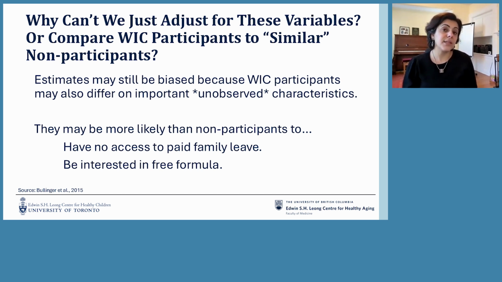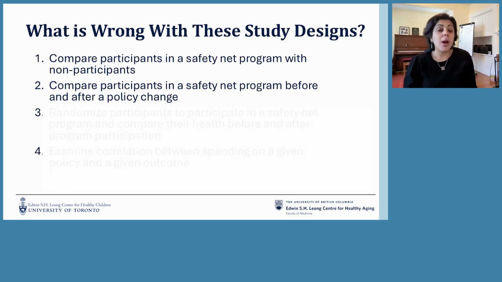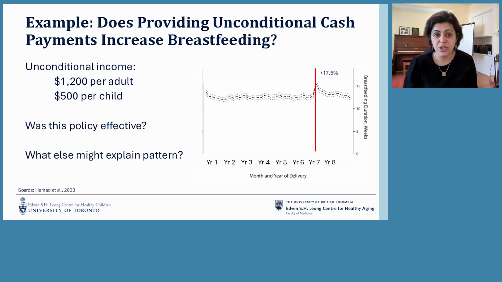So let's go back to this list of other possible policy evaluation strategies. What about dropping the problematic idea of a control group altogether and instead just comparing safety net program participants before and after a given policy change? Here's an example of one policy evaluation that uses this technique. Let's say we're interested in finding out whether an unconditional cash payment increases breastfeeding. In this case, we have a US policy that actually did provide $1,200 to almost every adult in the US and $500 to almost every child.